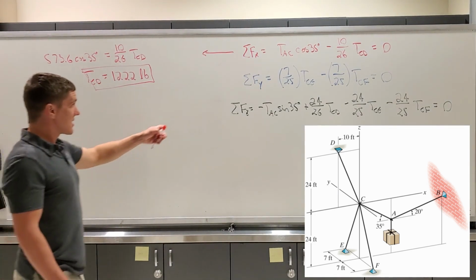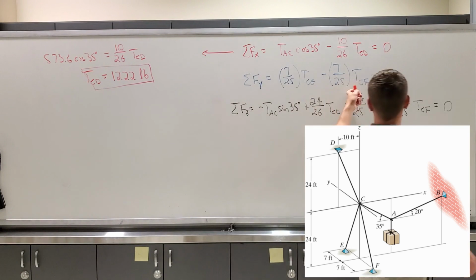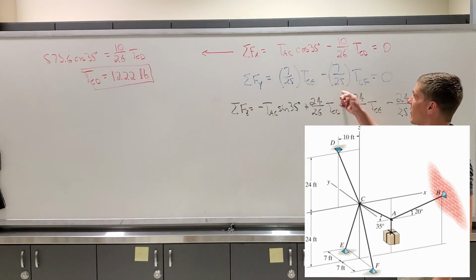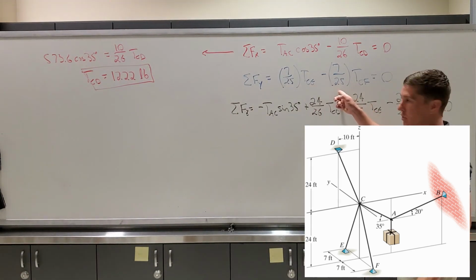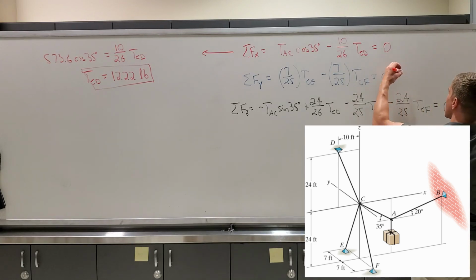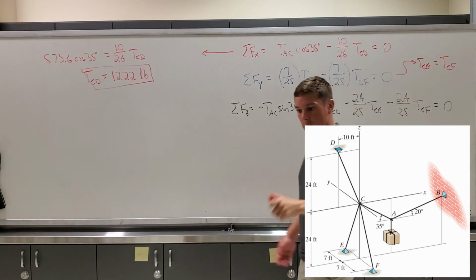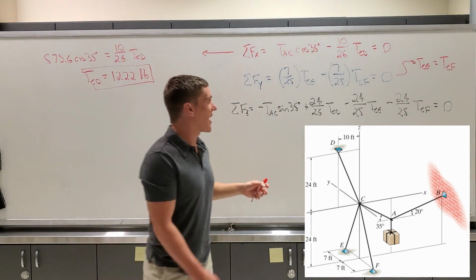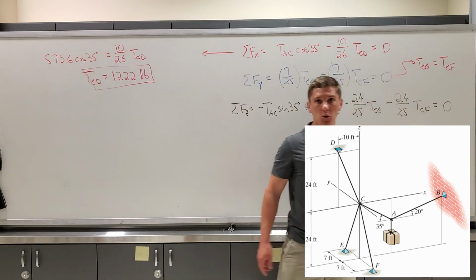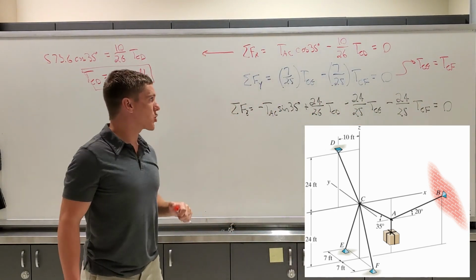Okay, this second equation looks a lot like we did in our last problem. We had the 7 over 25, we had the same coefficient for both, so this one actually simplifies to TCE is equal to TCF, which makes sense when I look at the problem. It is symmetric, so I'm not surprised that the tension in those two cables is the same. So that's a pretty straightforward thing to do.